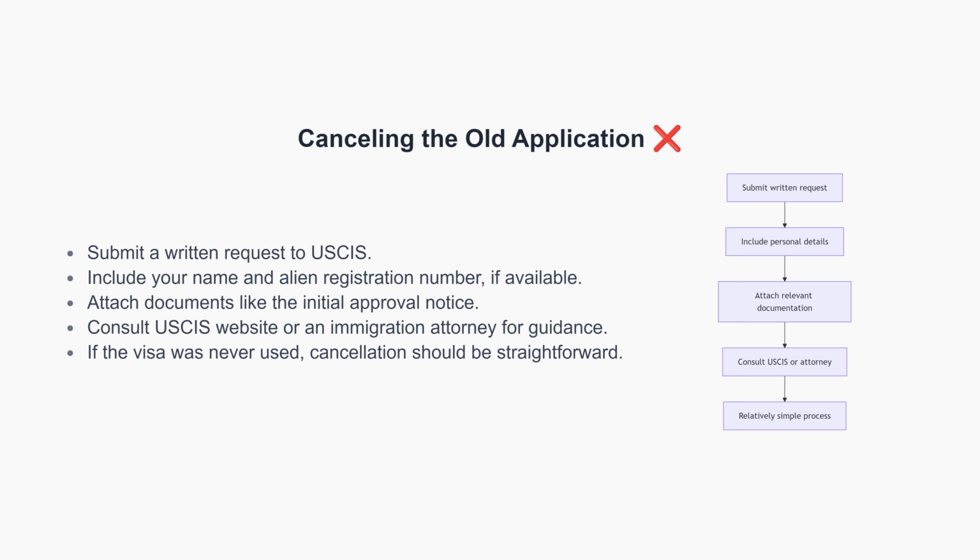To cancel the old K-1 visa application, you will need to submit a written request to the United States Citizenship and Immigration Services, or USCIS. Include your name and alien registration number if available, and attach relevant documentation like the initial approval notice. It's also advisable to consult the USCIS website or an immigration attorney for precise instructions. If the visa was never used, the process should be relatively simple.